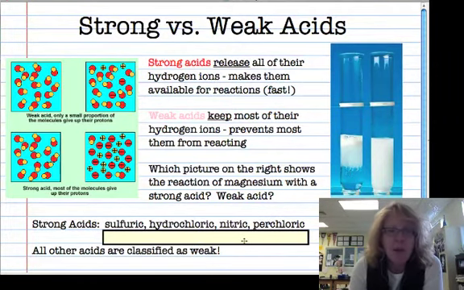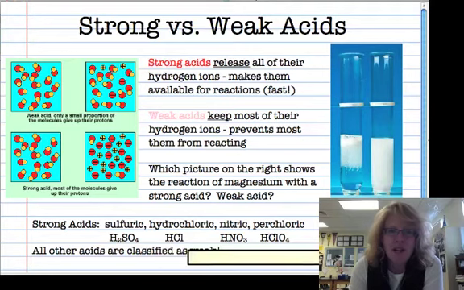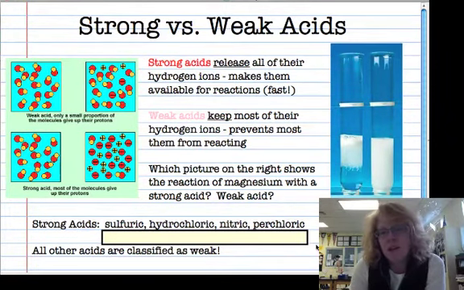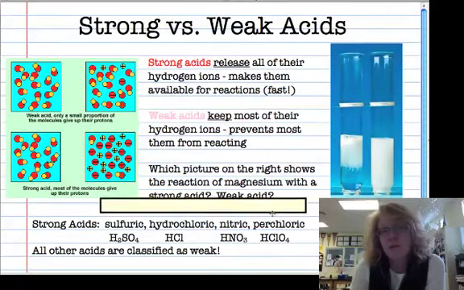So here you go. We've got sulfuric, hydrochloric. Sorry, I should cover that back up. Our strong acids, there's only 4: sulfuric, hydrochloric, nitric, and perchloric. Those are the ones that you're going to have to deal with as far as your book is concerned. You should test yourself. Do you know what the formulas are? There they are. There's your formulas.